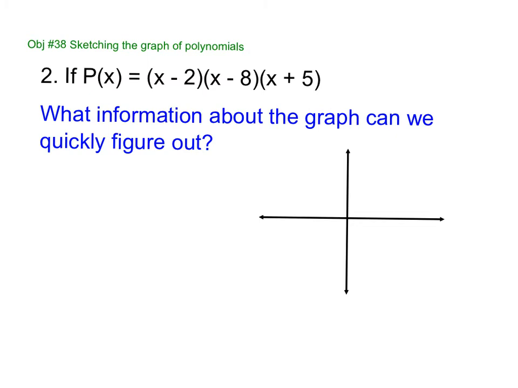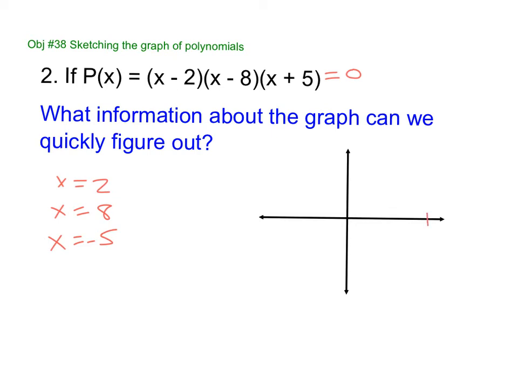Okay, so if this is my polynomial, x minus 2, x minus 8, and x plus 5, what information about the graph do I know really quickly? Thinking about what we just did. I know my zeros, right? I know where this thing is going to cross the x-axis. My zeros are going to be 2, 8, and -5.